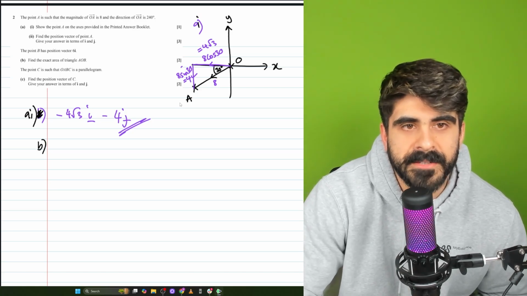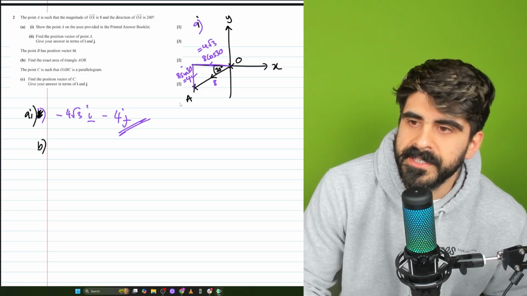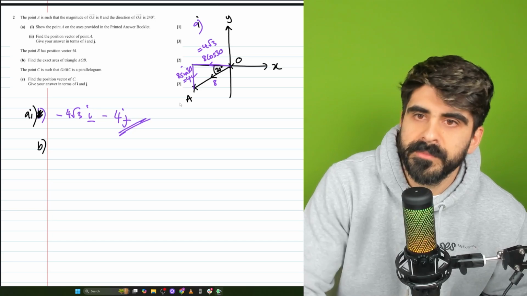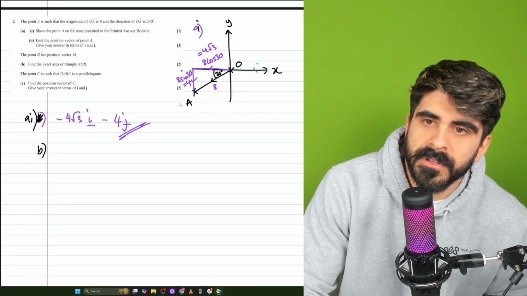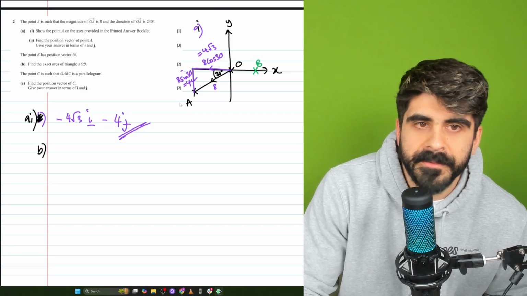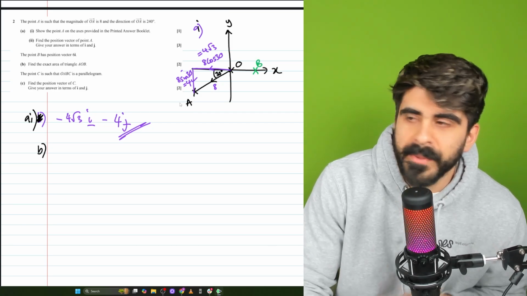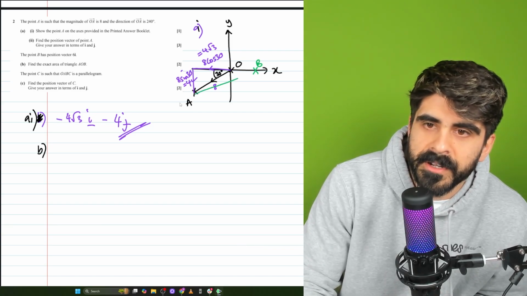The point B has position vector 6i, which on my diagram would be over here. Part B: find the exact area of triangle OAB. I mean, I'm defacing this whole thing, right? But who cares?